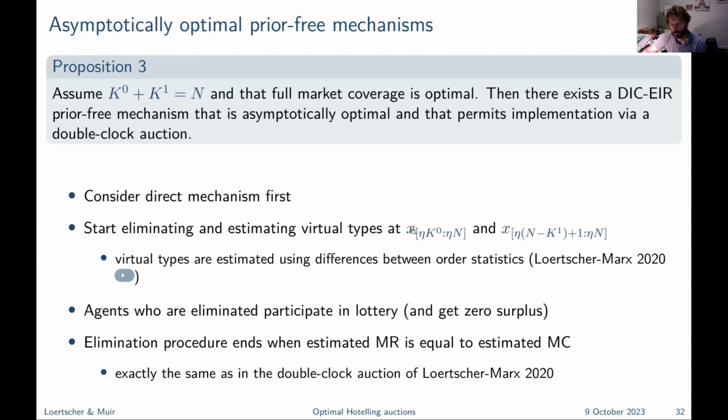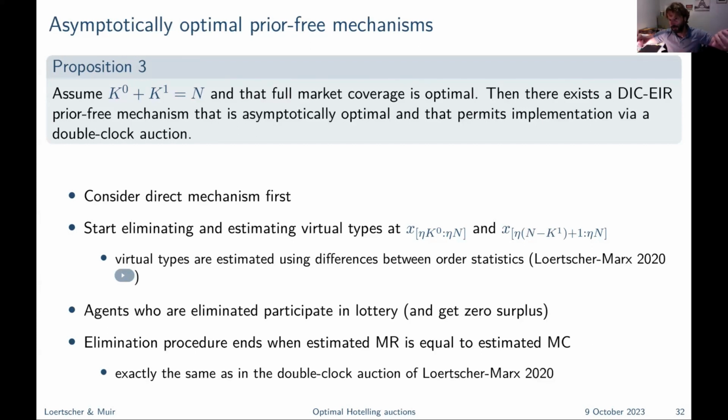So here the X brackets thing, this is the lowest draw, or the eta K0's lowest draw out of eta N draws, and analogously. So these are order statistics that go from smaller to larger. And the way you proceed is you have a direct mechanism, everybody reports their types, and you start eliminating. This agent is going to be kicked out, it's not going to get good 0, and this agent is going to be kicked out, it's not going to get good 1. So they enter the lottery.